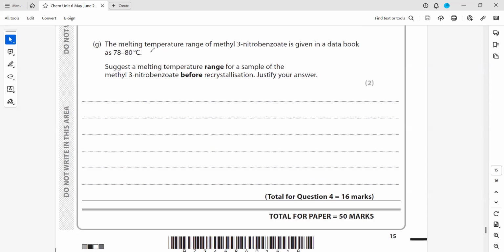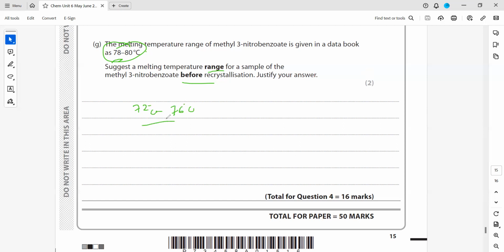Okay. The last question: the melting temperature of methyl 3-nitrobenzoate, the data given, is 78 to 80. Suggest a melting temperature range for a sample before recrystallization. Look, when a substance is impure, the boiling point will be higher, but the melting point will be lower. So any temperature range we can mention, for example, from 72 to 76 you can mention.